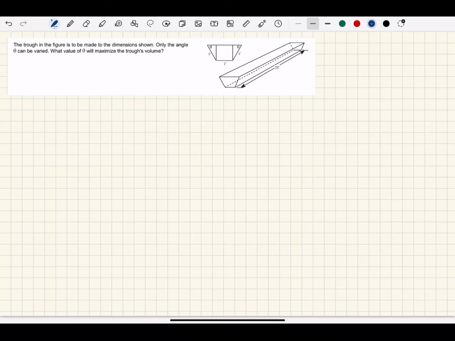The trough in the figure is to be made to the dimensions shown. Only the angle theta can be varied. What value of theta will maximize the trough's volume? Let's begin by looking at the face of this figure.